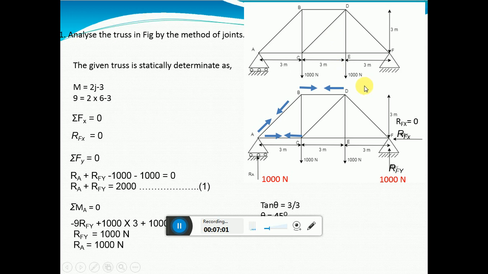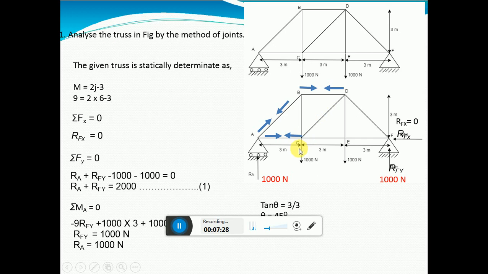See, they have given you this as 3 meter and this height as 3 meter and this as 3 meter. So tan theta here is nothing but 3 divided by 3, which is equal to 1. Theta is nothing but 45 degrees. So I found out that this angle is 45. If this angle is 45, this is 90 degree obviously. This is also 45.